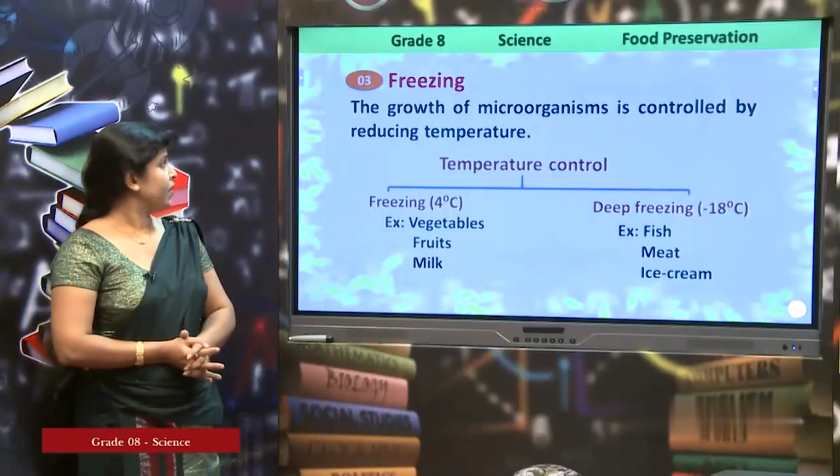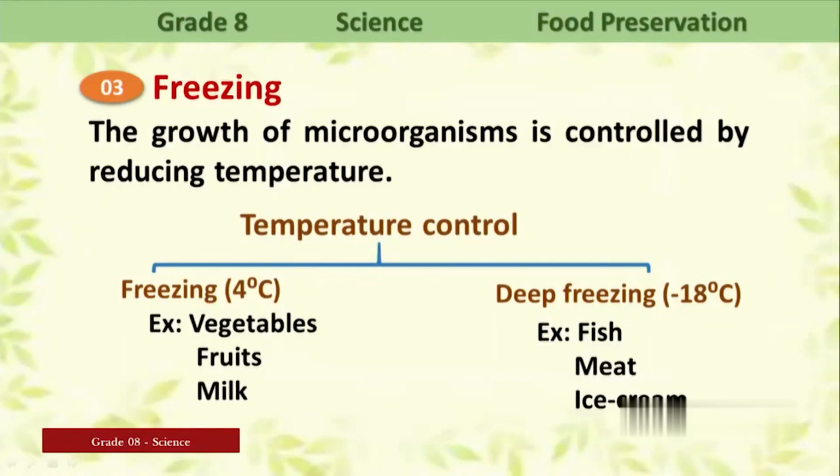Freezing. The growth of microorganisms is controlled by reducing the temperature. You know, the microorganisms require a favorable temperature for their growth. When the temperature is reduced, they can't obtain the favorable temperature, then they are destroyed. The temperature control is done in two methods.